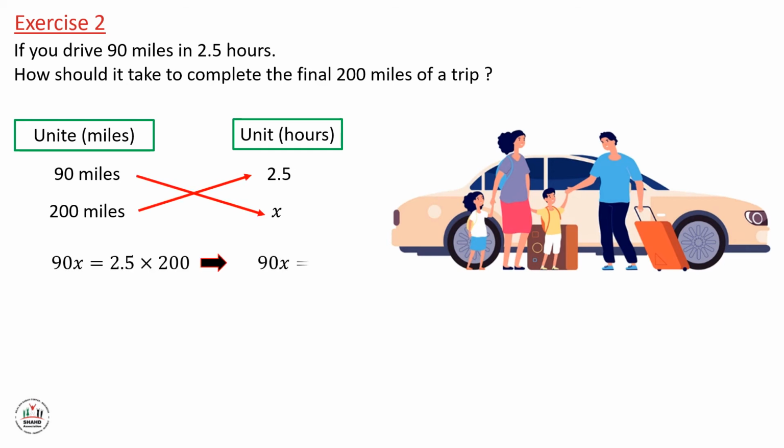So again, we do cross multiplication. 90x equals 2.5 times 200. So 90x equals 500, and x equals 500 over 90, which is equal to 5.56 hours.